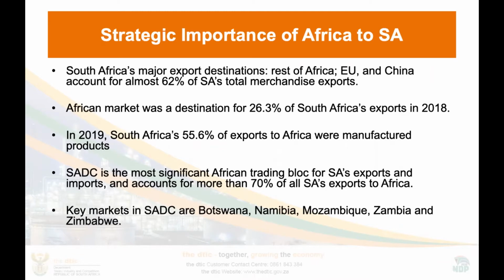And for us, the SADC region is the biggest block to which we export on the continent, in that it accounts for 70% of what we export to the continent. The key markets in the region are Botswana, Namibia, Mozambique, Zambia, and Zimbabwe.